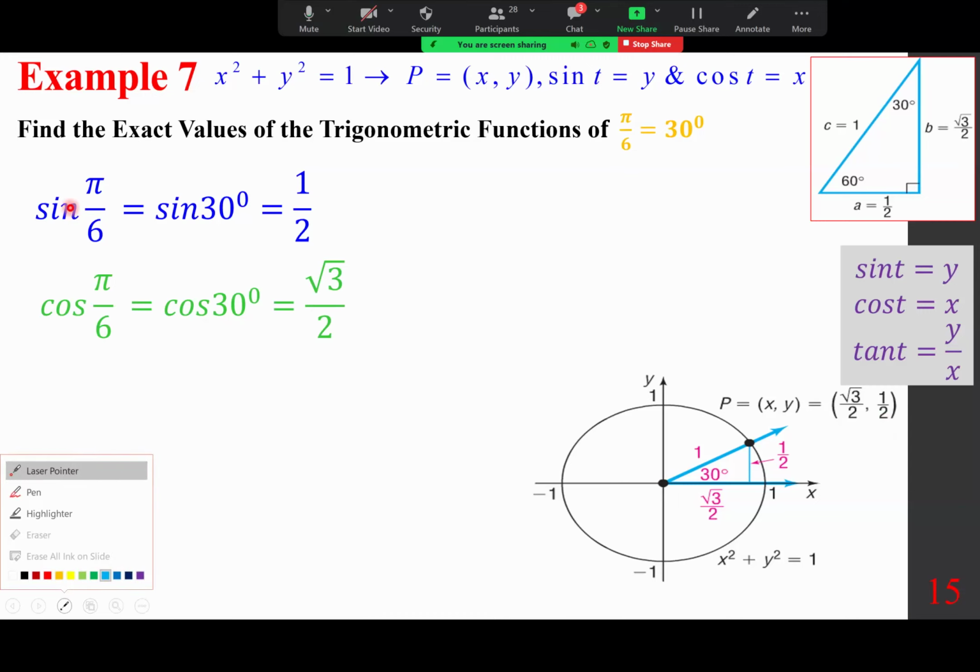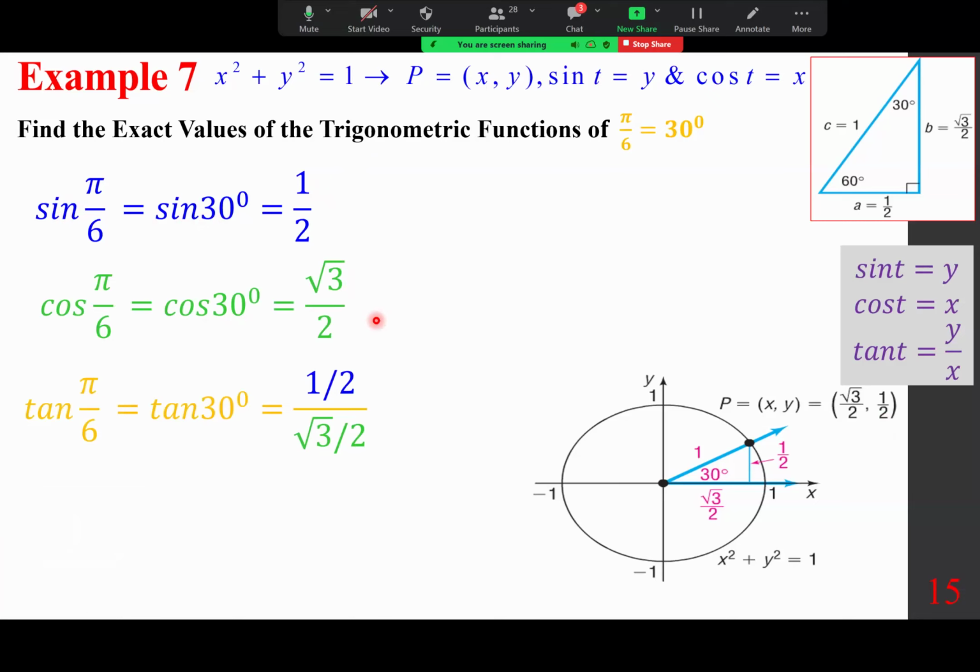So what about the rest of it? Well, tangent is this one over this one, sine over cosine, 1/2 over square root of 3 over 2, the 2's cancel out, 1 over square root of 3. You multiply the top and the bottom by square root of 3, and you get square root of 3 over 3.